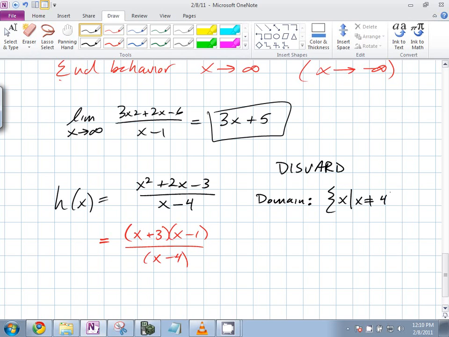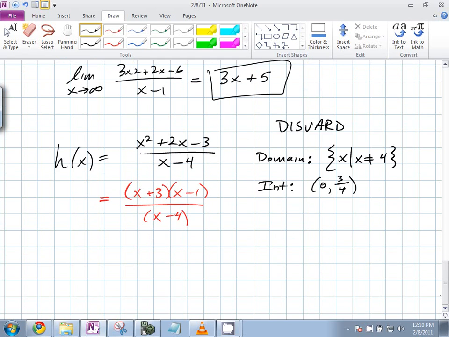What about intercepts? When x is 0, what's y? 3 over 4. Someone said it. There you go. I really should get a buzzer. What are the other two intercepts? 1, 0, and? You need to give me points. So those are the 3 intercepts.